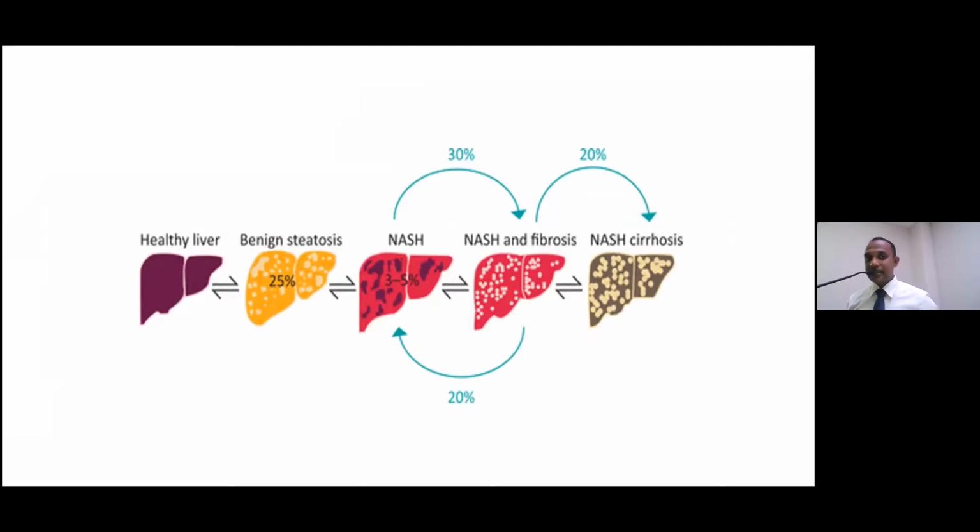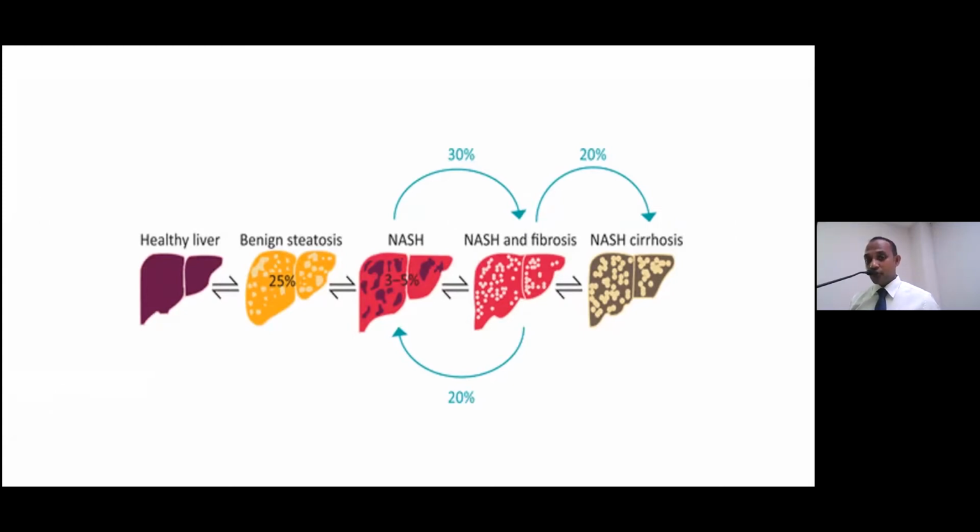On the left-hand side, you will see a healthy liver, and then you see the benign steatosis. It's so common that in our community, about 25% of the people will be having benign steatosis. So a proportion of that, roughly about 1/3, will go on to have what we call non-alcoholic steatohepatitis. And if we see a cross-section of the community at a given time, about 3 to 5% of the people in the community are actually having NASH.